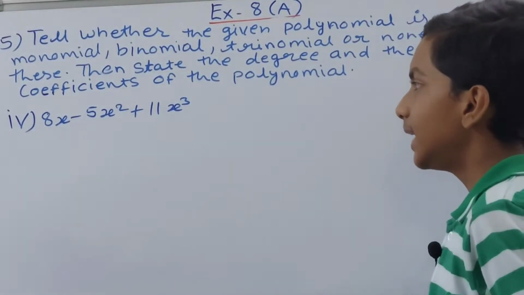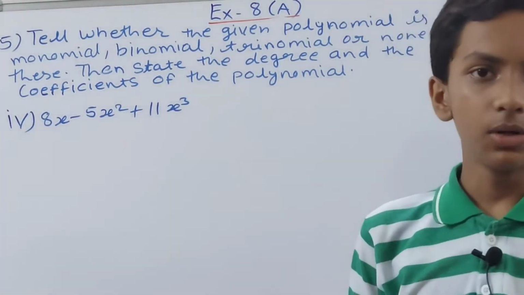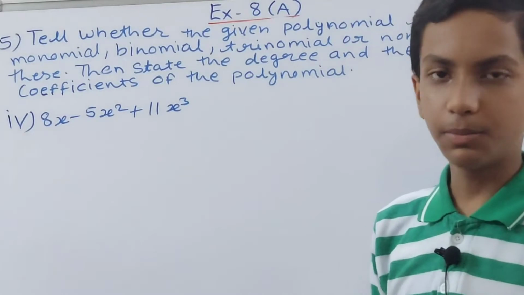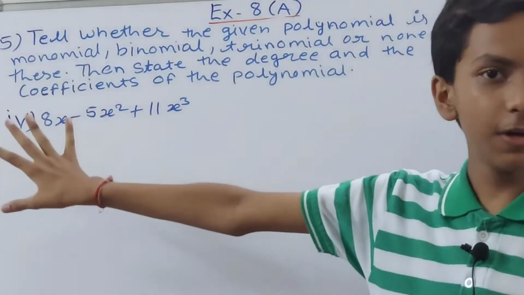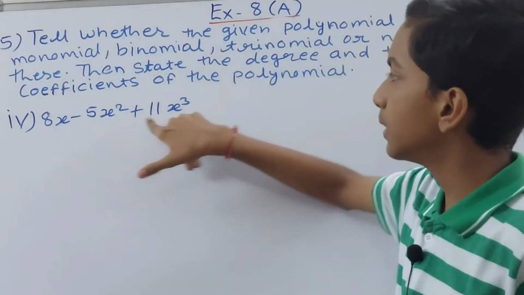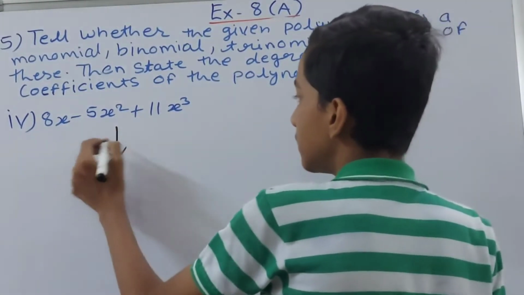This is 8x minus 5x square plus 11x cube. Now again in this also 3 terms are given, and you can simply count. This minus sign and this plus sign separate all of our terms. So this is the first term, the second term, the third term. So in total 3 terms. This is known as a trinomial.